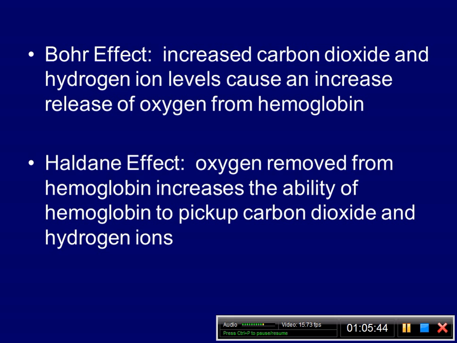The oxygen leaves, and then the carbon dioxide and the acid come in. Who cares? They're both saying exactly the same thing, right? When there's high CO2 and acid, what do you know about the oxygen? It leaves the red blood cell and goes into the tissues. It doesn't matter which perspective you look at, it's the same process that's happening.